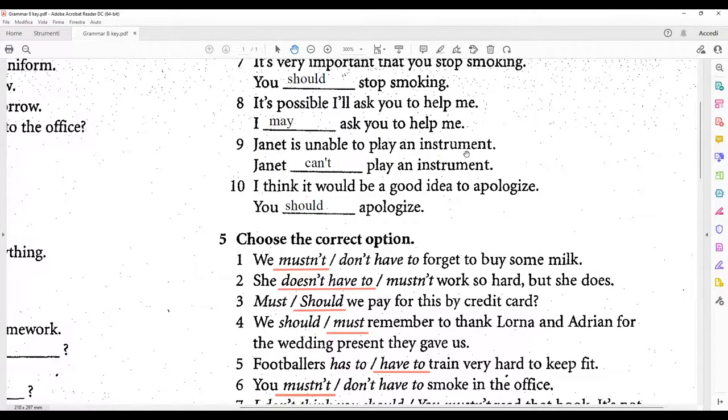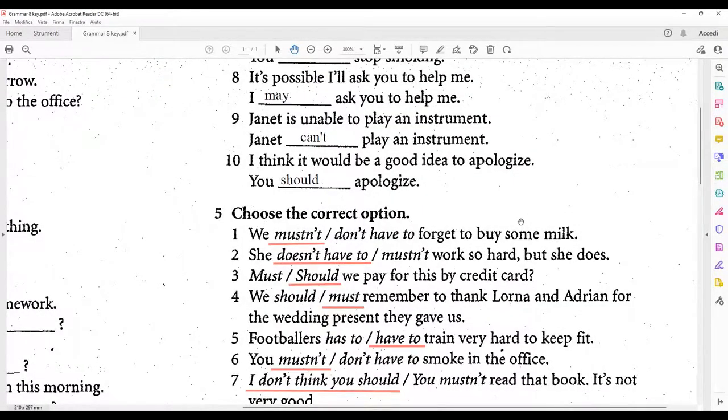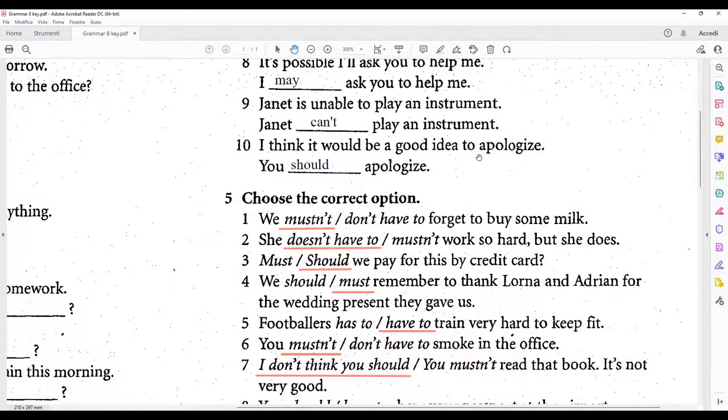Jeanette is unable to play an instrument. Jeanette can't play an instrument, right? Unable, can't. Jeanette can't play an instrument. I think it would be a good idea to apologize, right? So I think, this is my opinion, so you should apologize, okay?